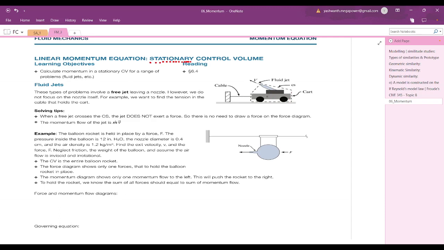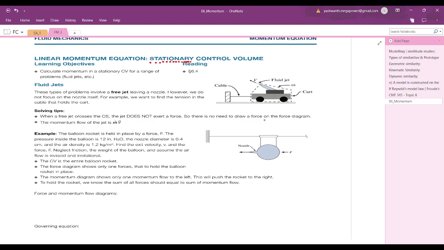So see here, in our example, this is the cart and this cart is held in position by a cable. And on top of this cart, we have a nozzle which is issuing the jet. Now you see in this diagram, the dotted lines represent the control surface. So when a free jet crosses the control surface, the jet does not exert a force. So there is no need to draw a force on the force diagram.